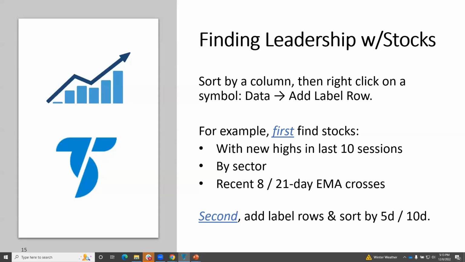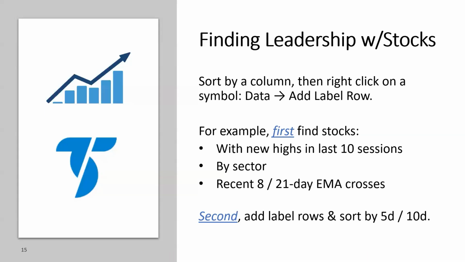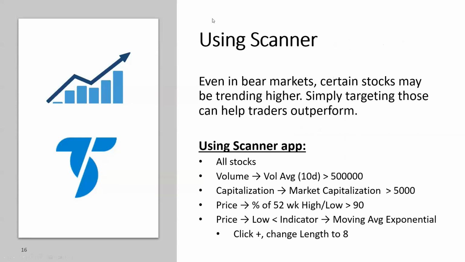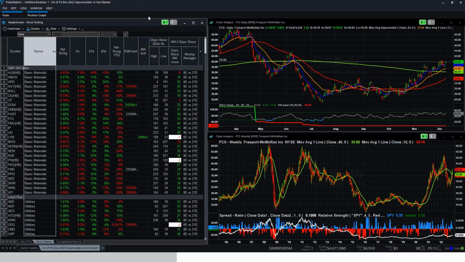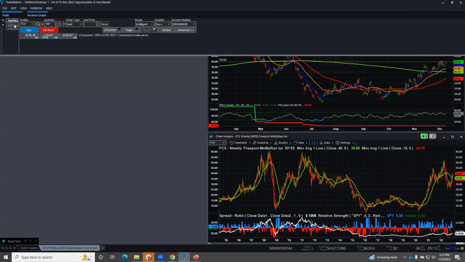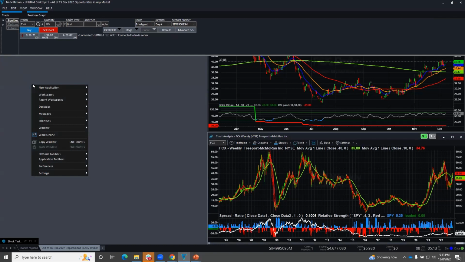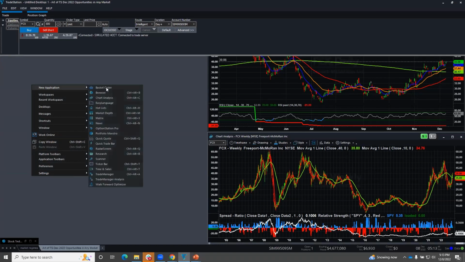All right, now let's use scanner. Even in bear markets, certain stocks may be trending higher, and simply targeting those stocks can help traders outperform. So now I'm going to hide radar screen and open scanner.